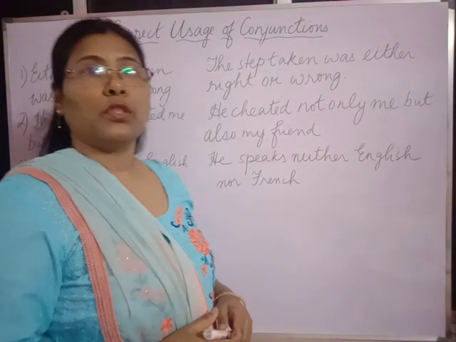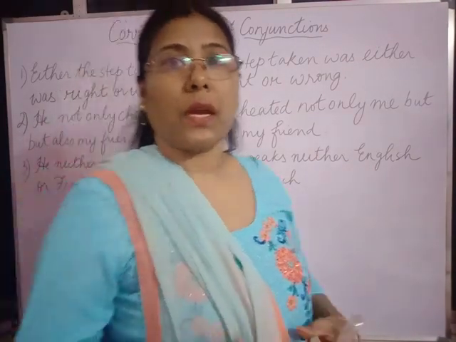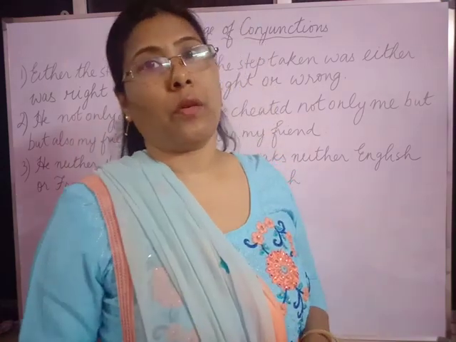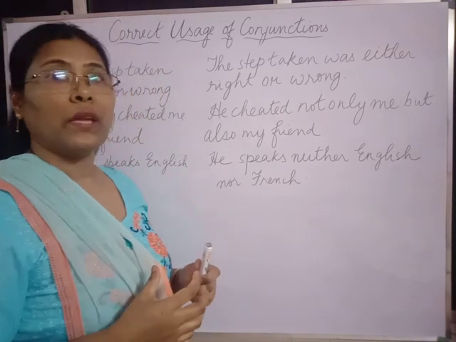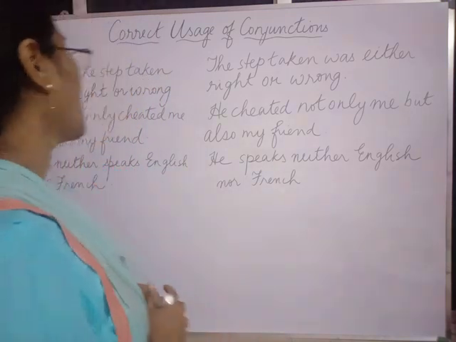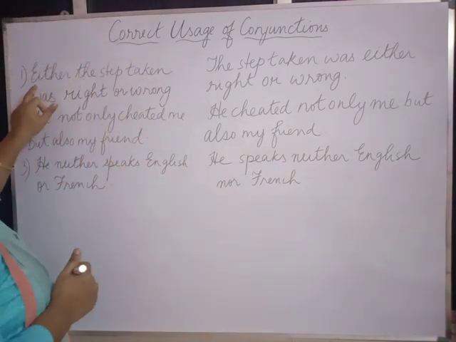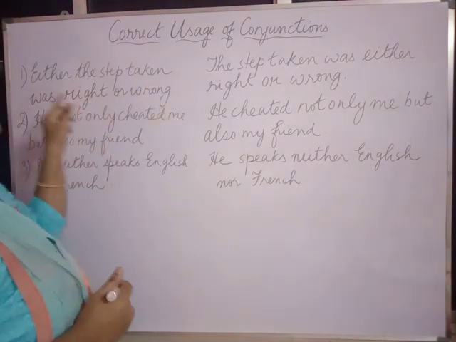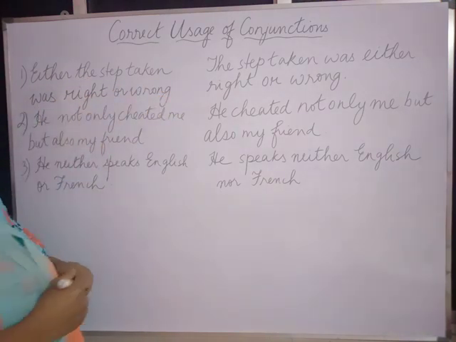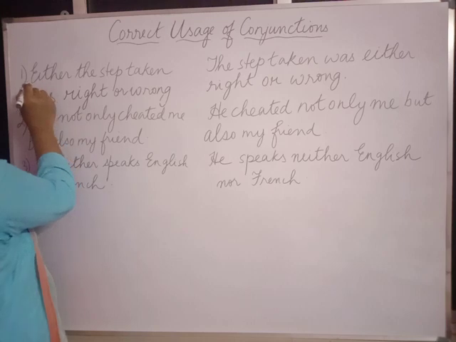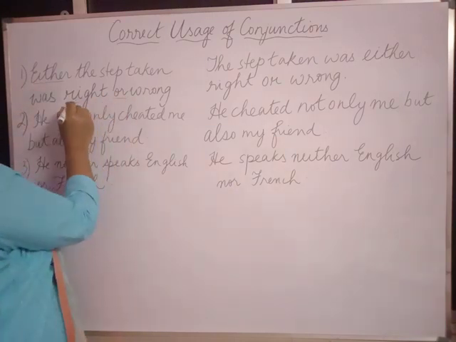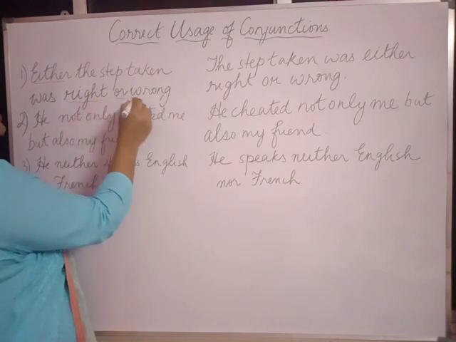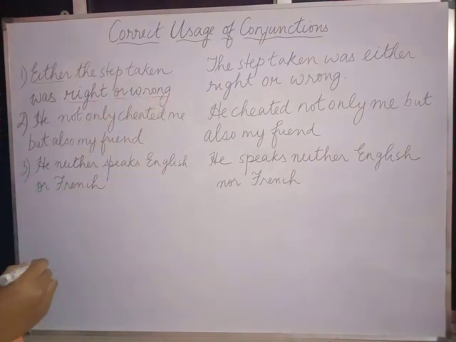Okay. So we will see how sometimes correlative conjunctions are wrongly used. Correlative conjunctions should be used beside the related words. Now you see in this example, "Either the step taken was right or wrong." Now which are the related words? This is the correlative conjunction, "either or." And the related words are "right or wrong." But you see how wrongly it is used.